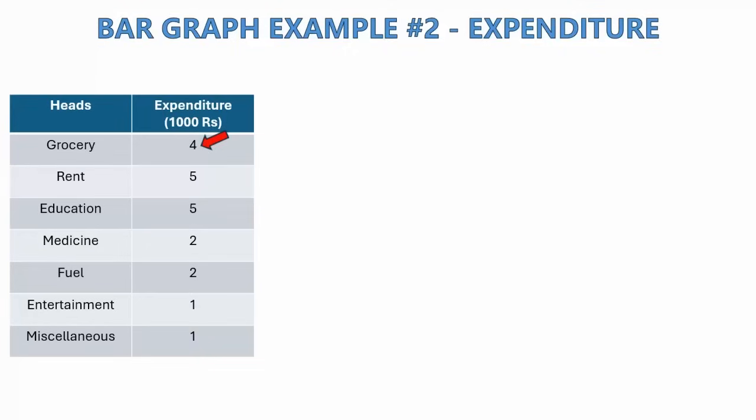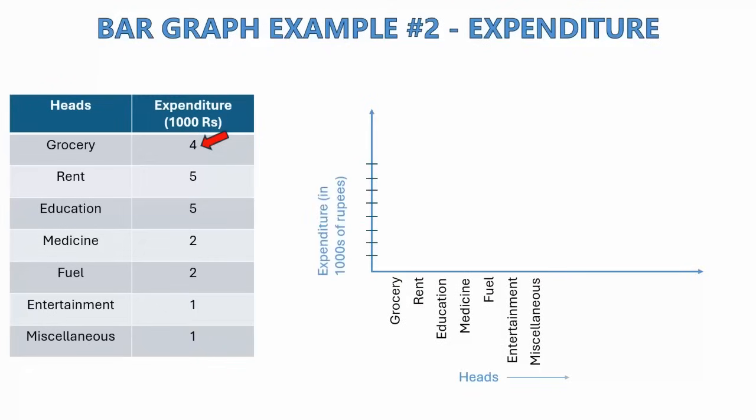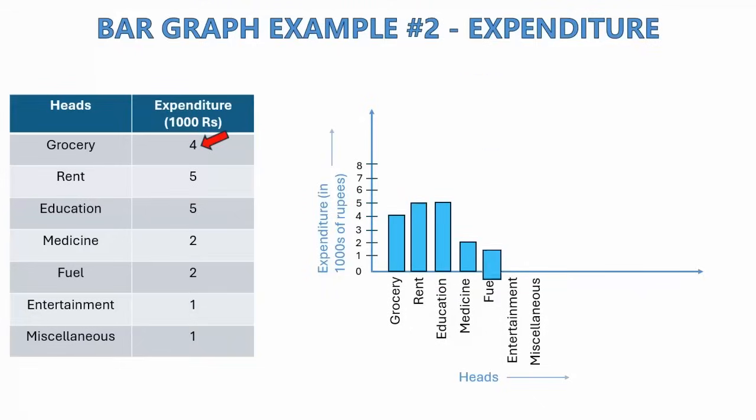This data can be plotted on a bar graph with areas along the x-axis and expenditure along the y-axis. A bar 4 units high shows the spend on grocery. A bar of length 5 units shows the rent and education spends, and so on. Next, let's look at histograms.